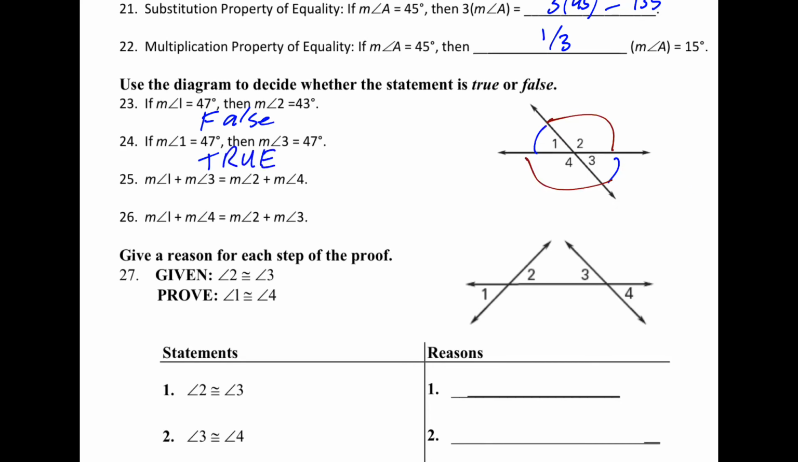25 says 1 plus 3 is equal to 2 plus 4. Well, 2 and 4 are both bigger than 1 and 3, so this one is not true. For 26, we're looking at 1 plus 4 and 2 plus 3. They're both 180, so this one is true.